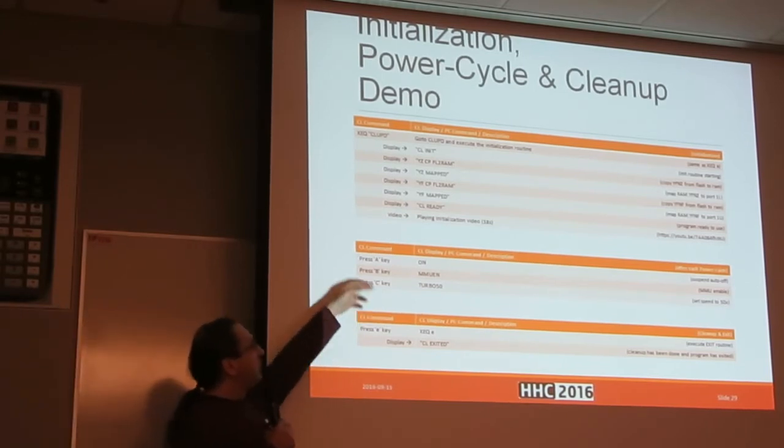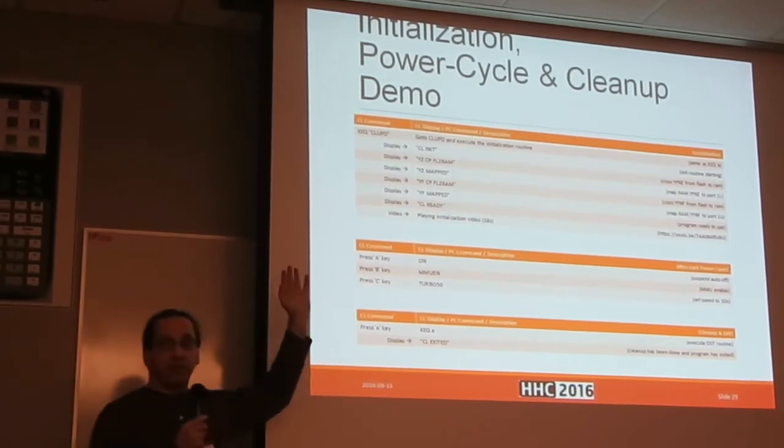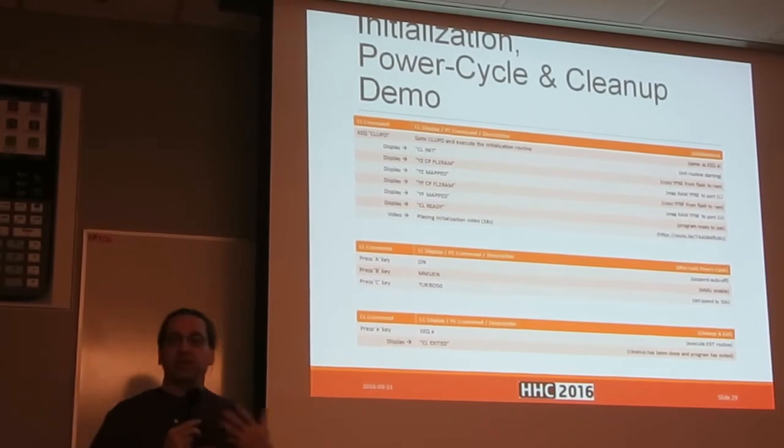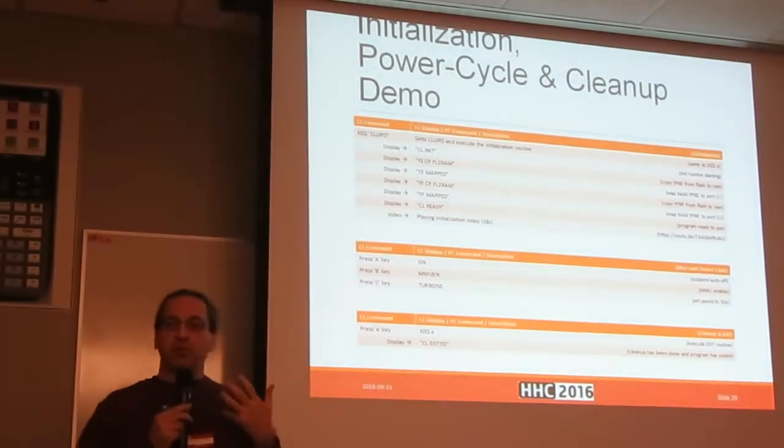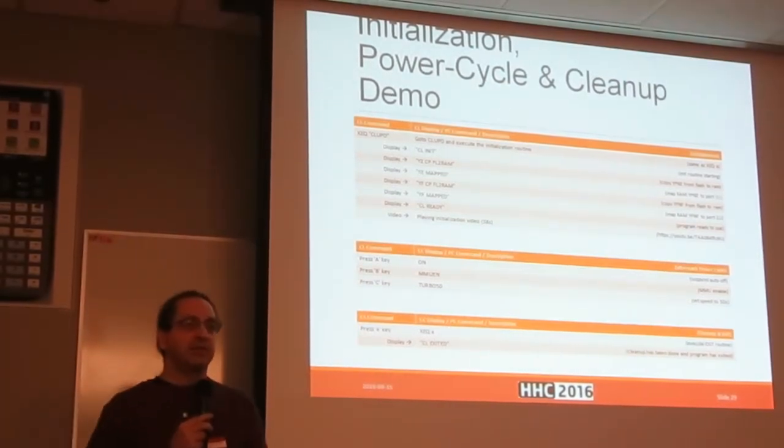If you do a power cycle, you press A, B, C. That's it, because when you're inside, everything has run. The program has mapped the keys that need to be mapped.